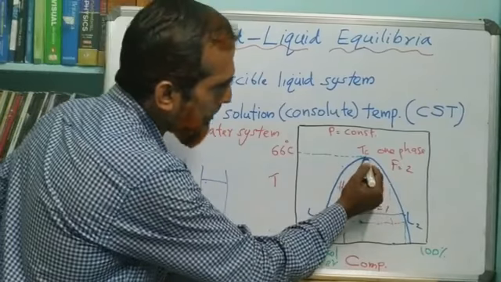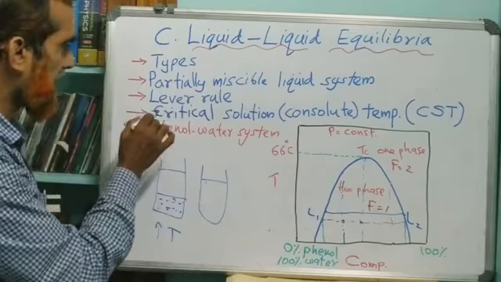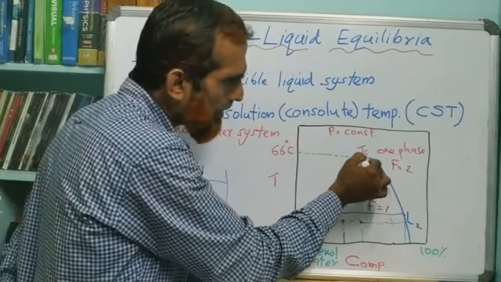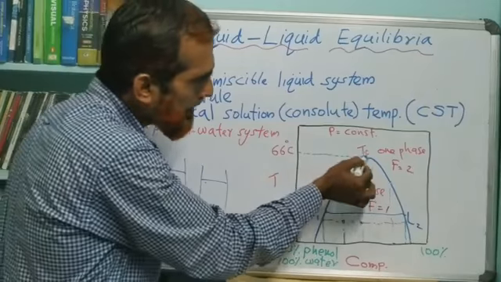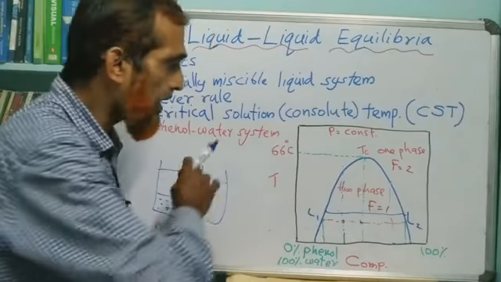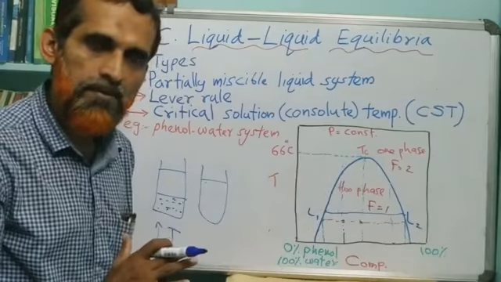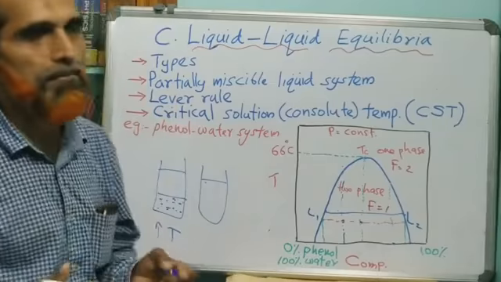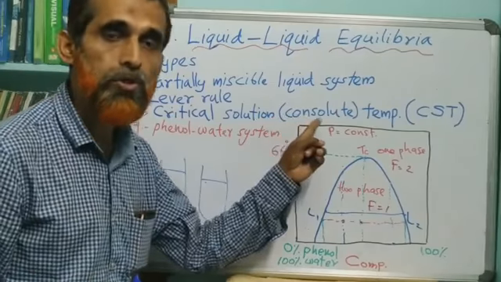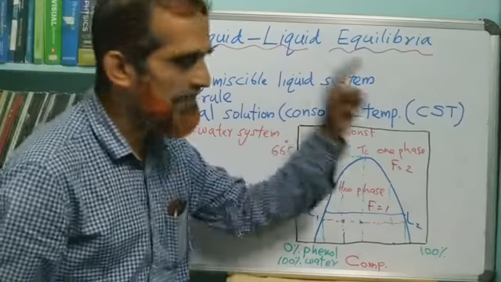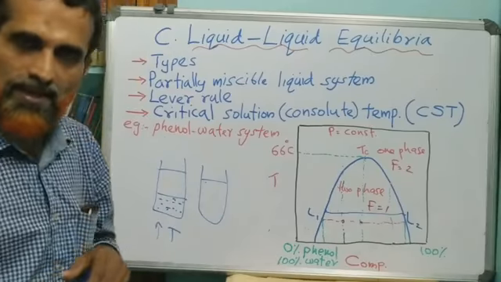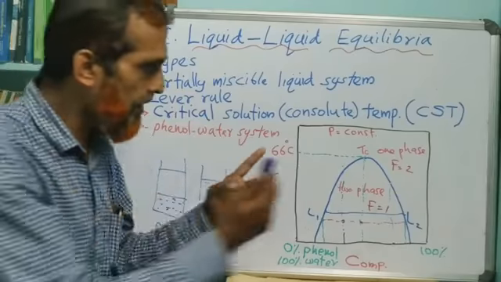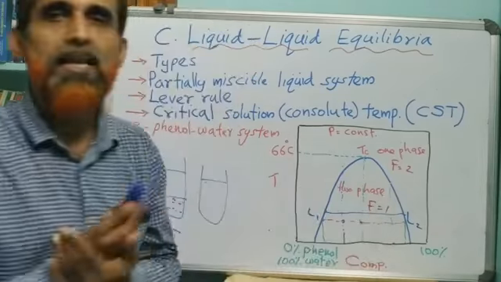For this curve, there is a peak that is called the critical solution temperature. This is the peak of the curve. The importance of this temperature is that above this temperature, for any composition, these two liquids will give only one solution. It is otherwise called the consolute temperature, abbreviated as CST. It is defined as the temperature at which two partially miscible liquid systems become completely miscible.